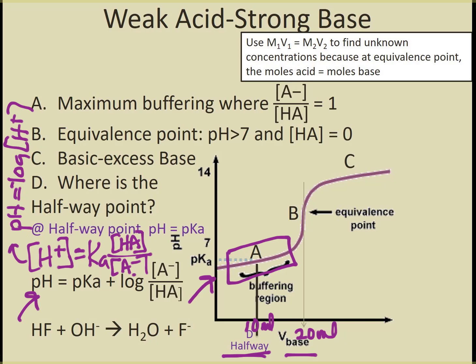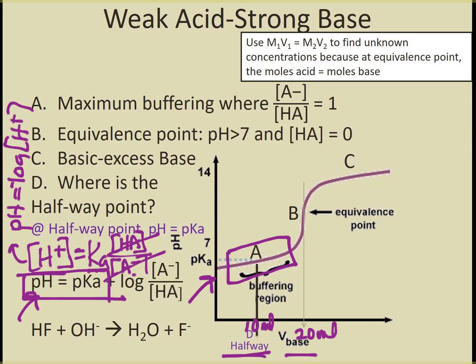And again, at the halfway point, that is where the concentration of your acid would be equal to the conjugate base. And at that point, that is where you can figure out where the pKa is. So if these two are the same, so I can cross them out, then I end up with my Ka is equal to my H plus, or my pH is equal to my pKa. So I can find my Ka actually by reading the chart, by finding that halfway point. All right, so that's what's happening at the A.